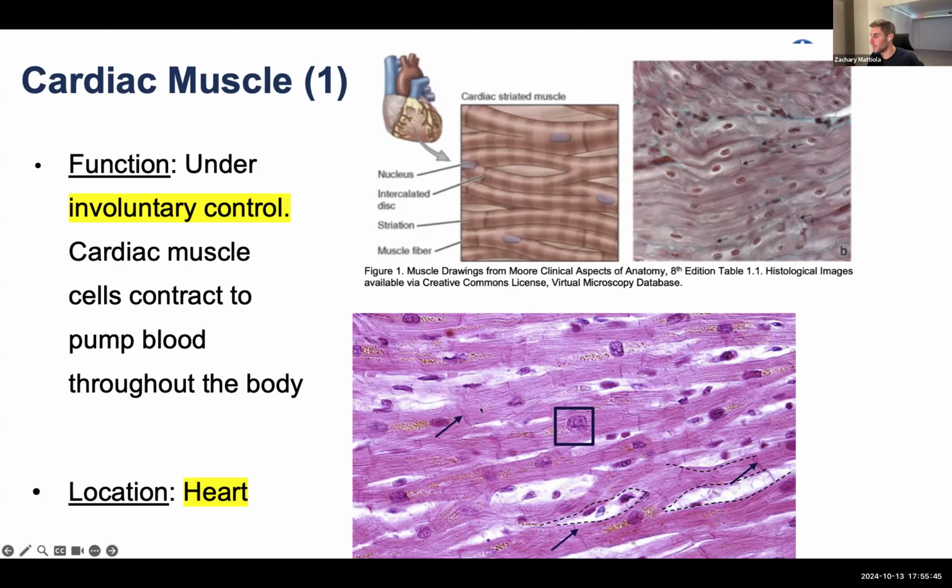Okay, and here's a good picture of the branching that you can see. These cells are branched and a lot less organized than skeletal muscle is. And you can't really see the striations too well here, but in this cartoon picture, there are some striations for you. Okay.